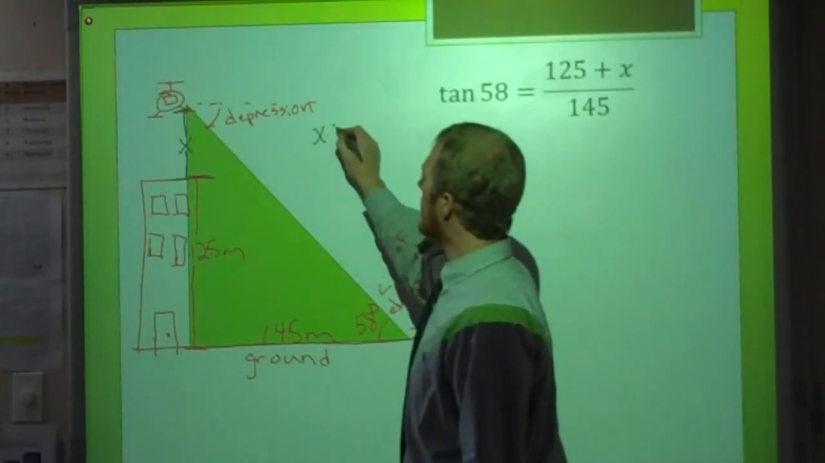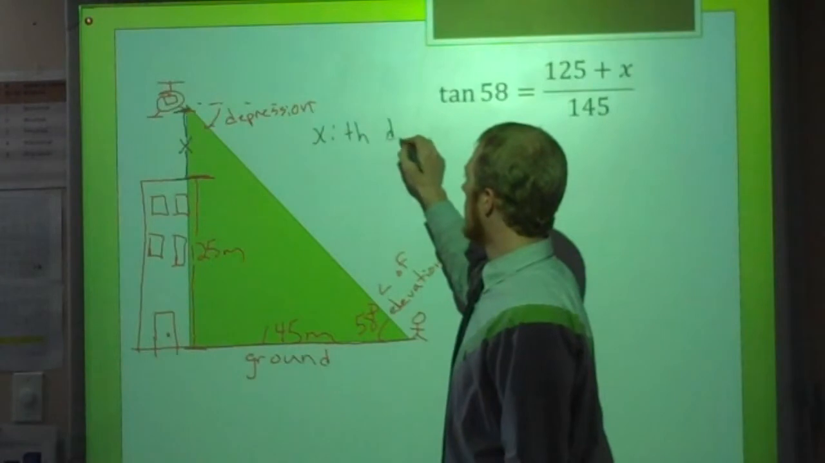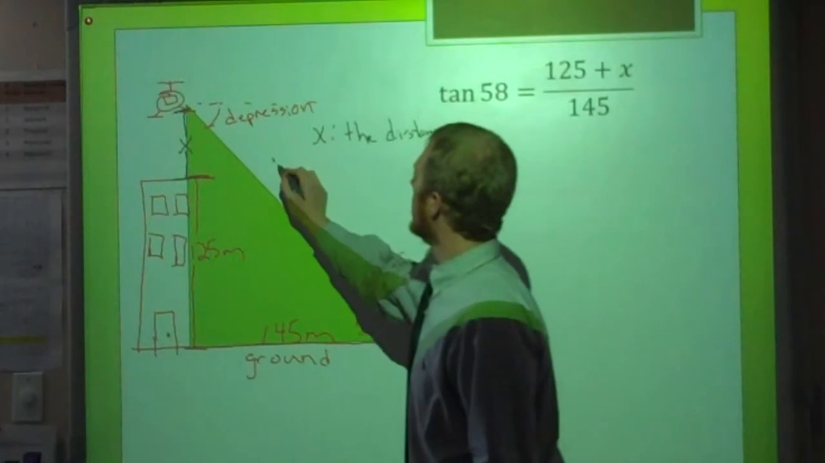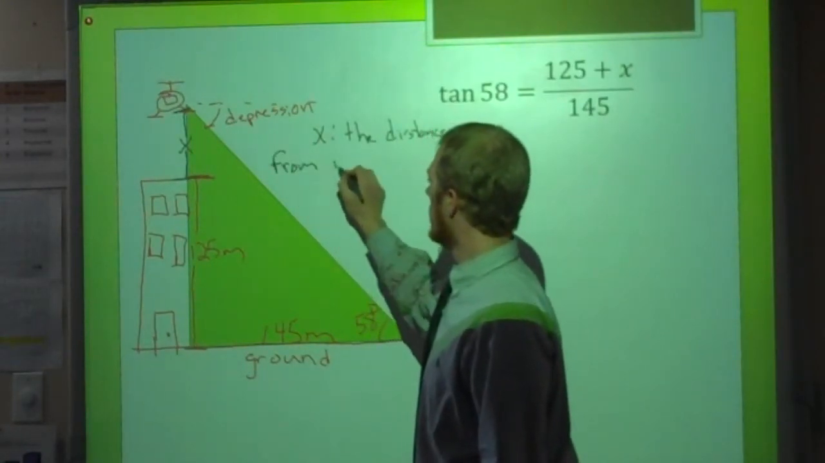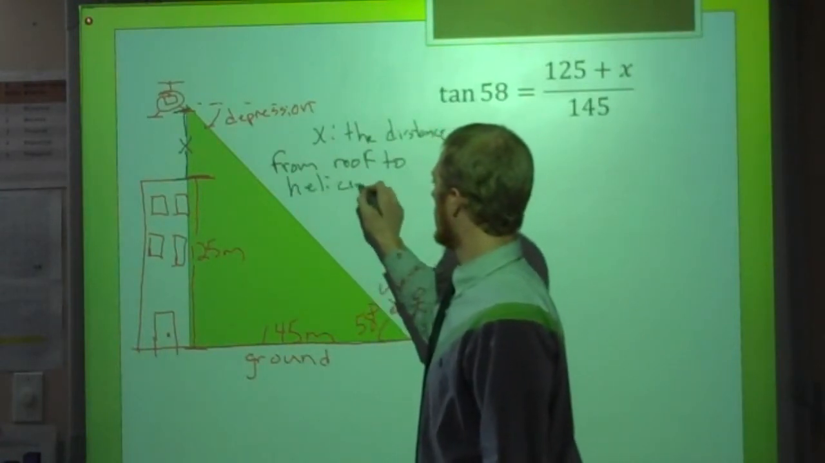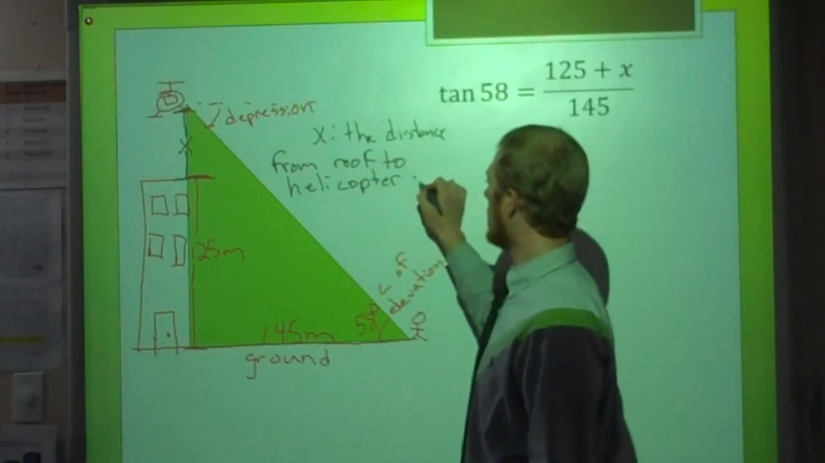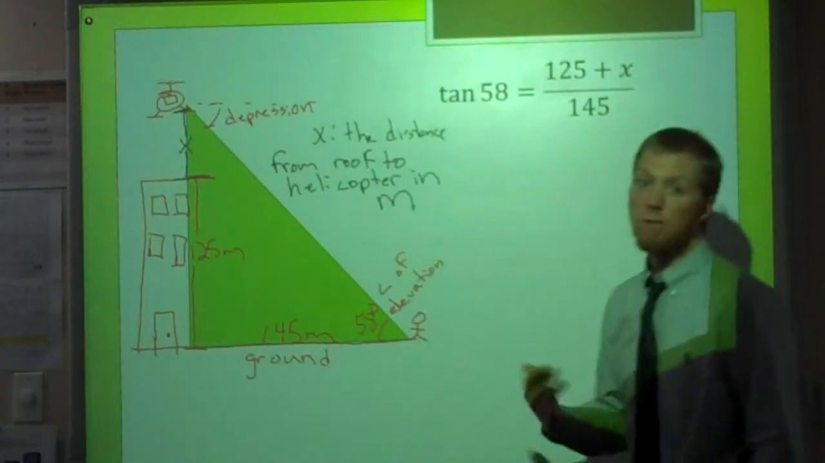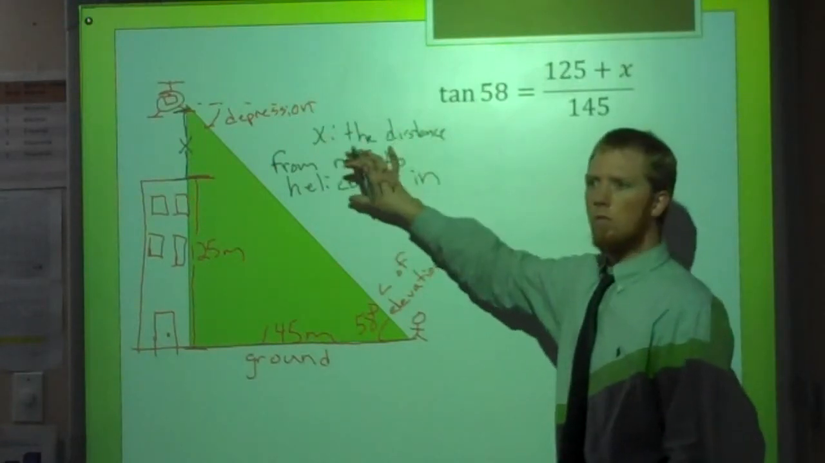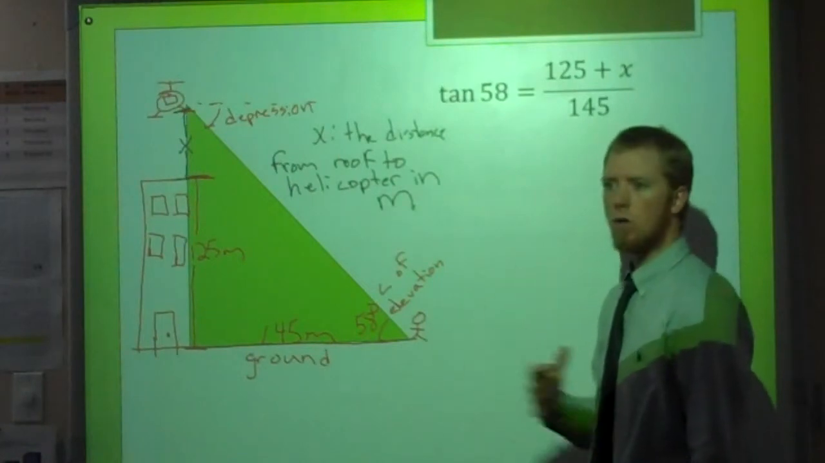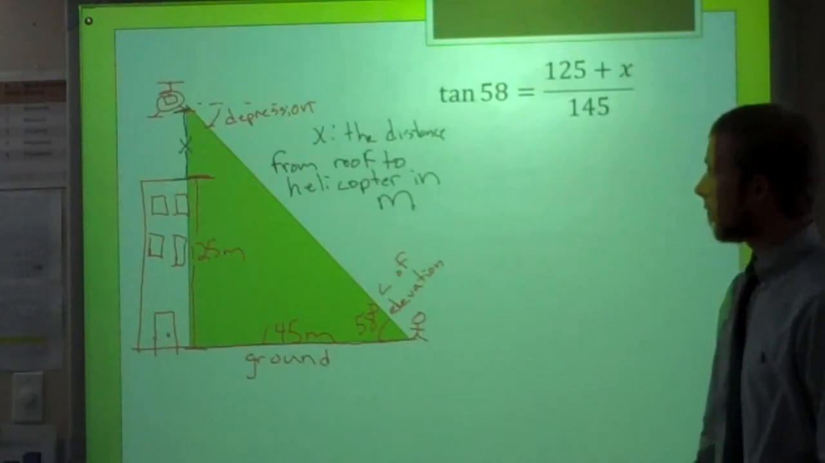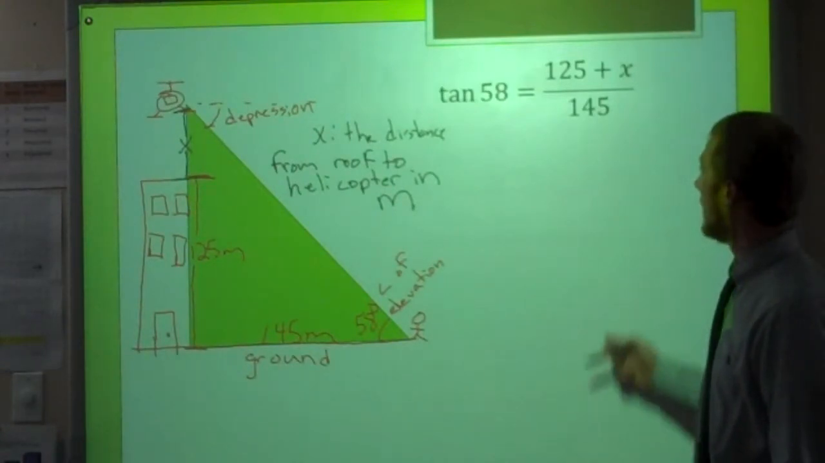Another way to define that would be to say x is the distance from the roof to the helicopter in meters. And so once you have this, you really know what you're looking for. Putting this definition in words is almost like interpreting the problem just before you have the answer. And so we'll kind of see how that looks like in a second.